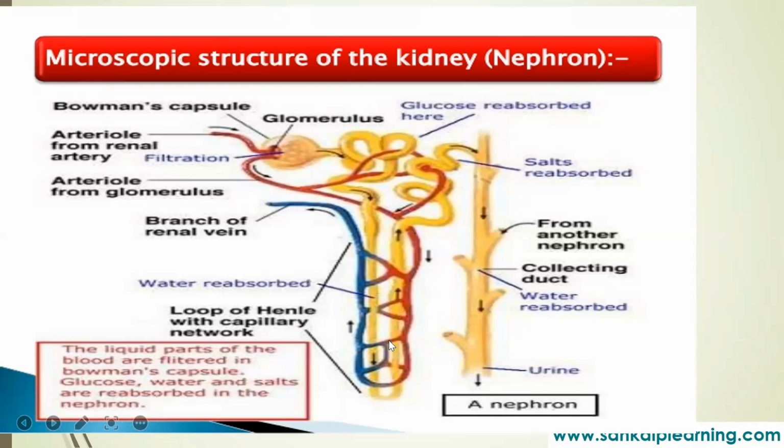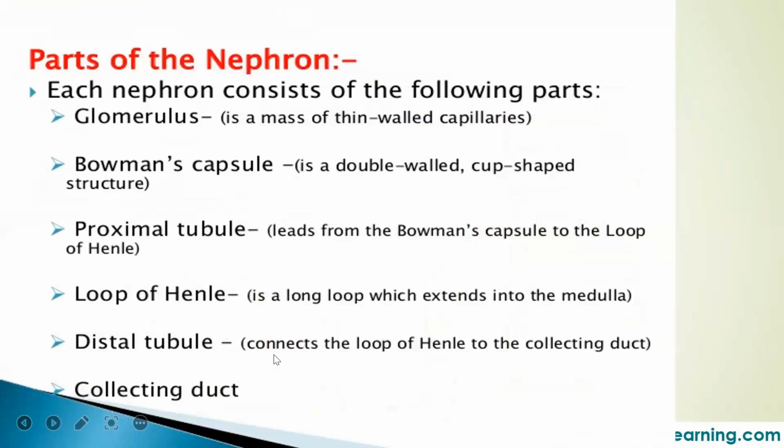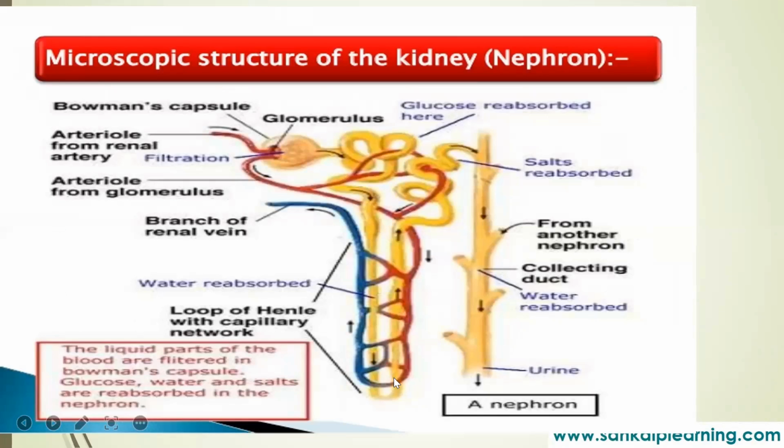The loop of Henle is covered by a network of blood vessels, you can see, right? Then the distal tubule connects the loop of Henle to the collecting duct. This side is called the DCT, the distal convoluted tubule. This will connect the loop of Henle to the collecting duct. Then we have the collecting duct. So this one is a collecting duct.